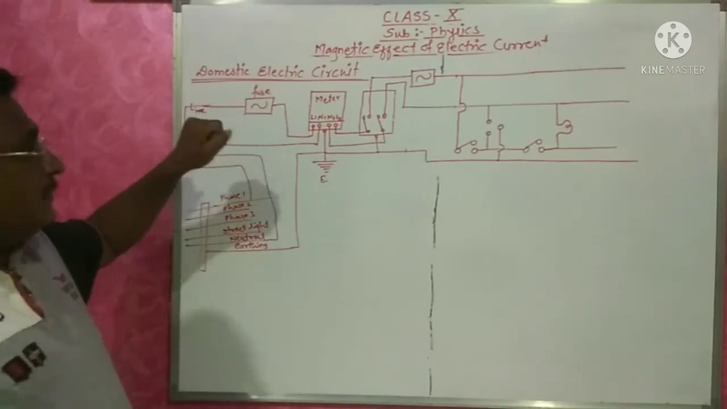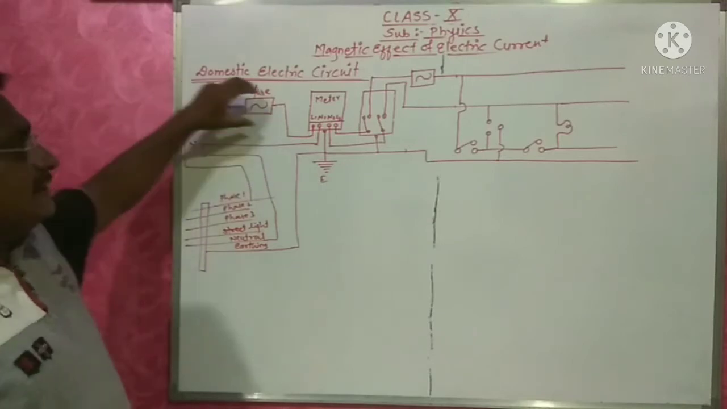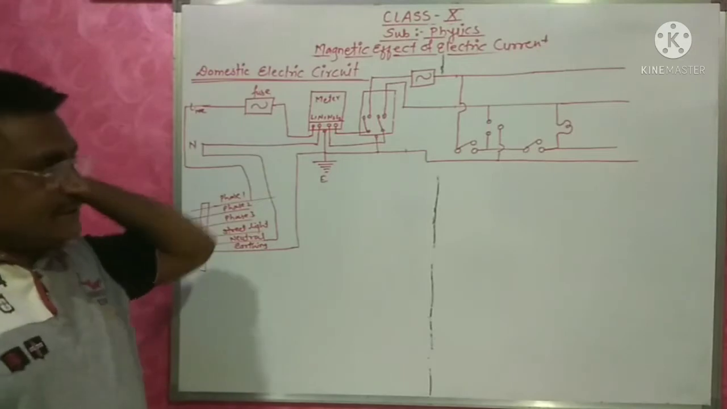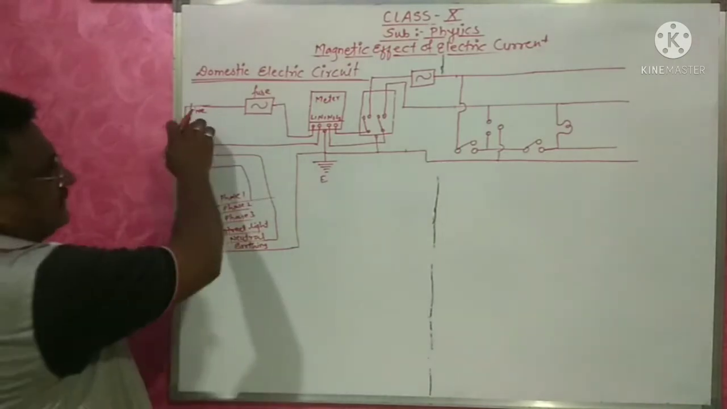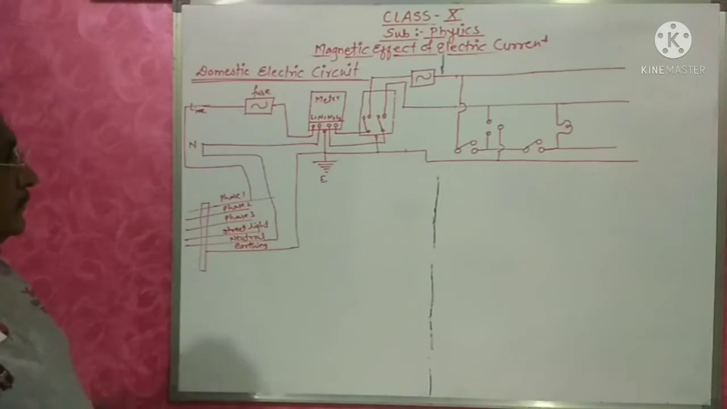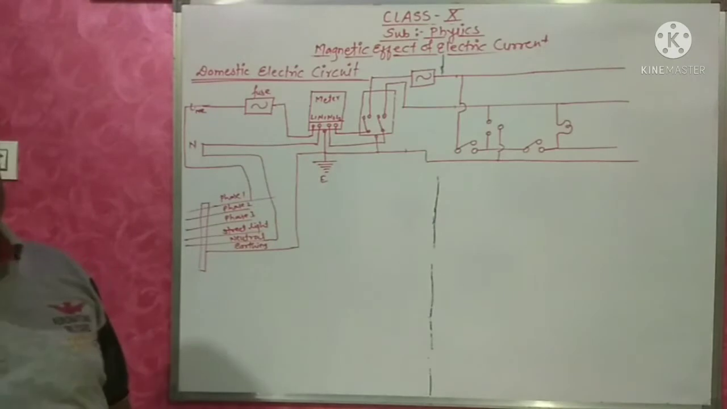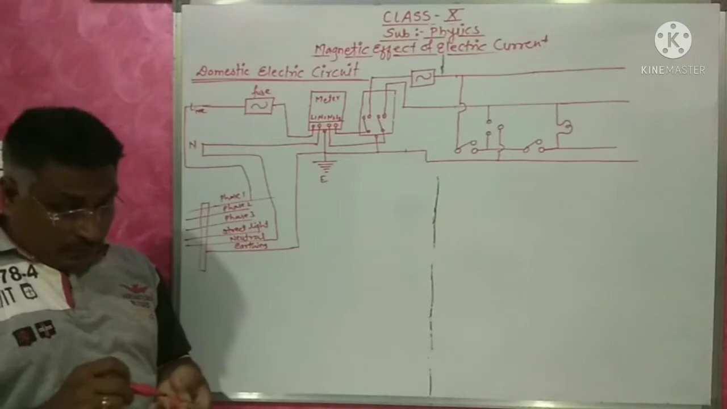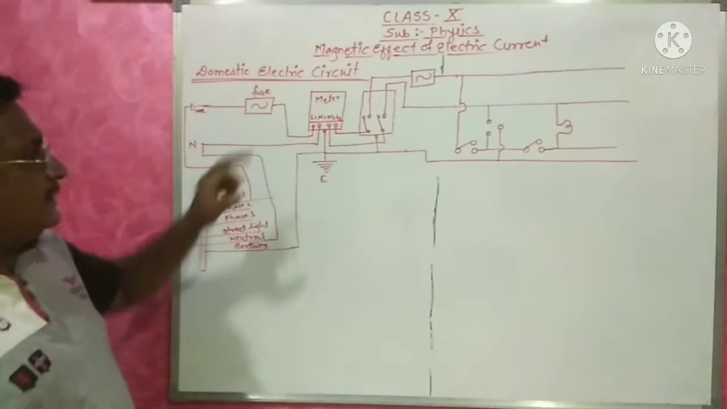And when it comes, a fuse is there. So the fuse is connected in series with the live wire. What a fuse is, we will discuss later. First we will see the electric circuit. Then this live wire goes from the fuse into the meter. On the meter, if you observe, you will get 4 terminals. Look at the meter board, there you will see 4 terminals. So what is the meaning of those 4 terminals?